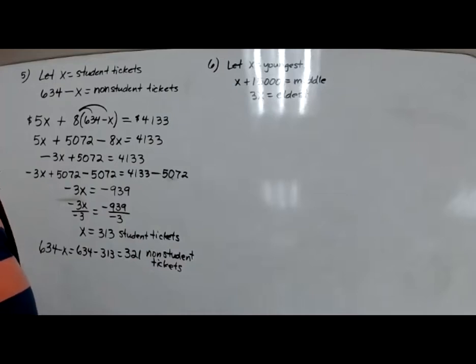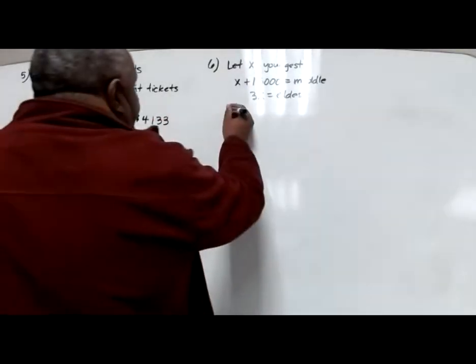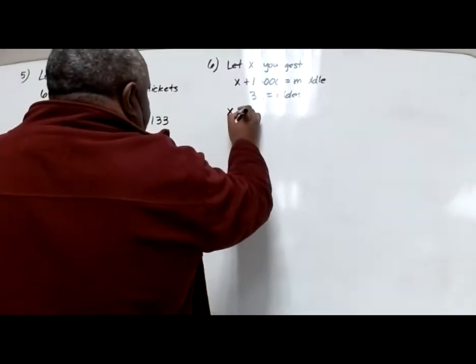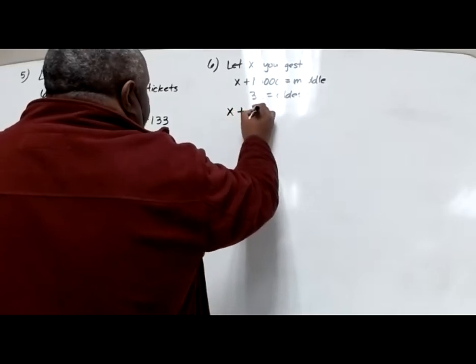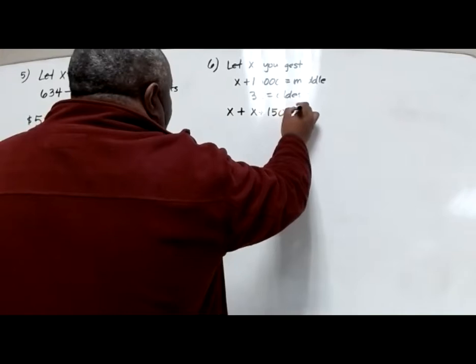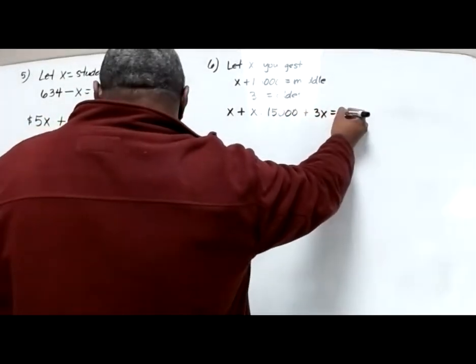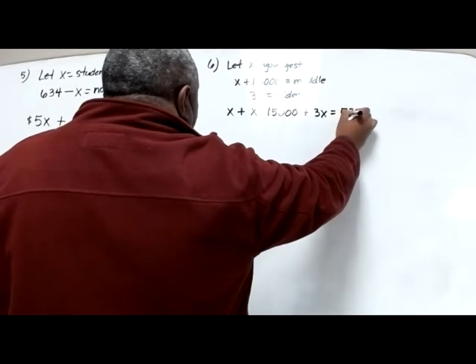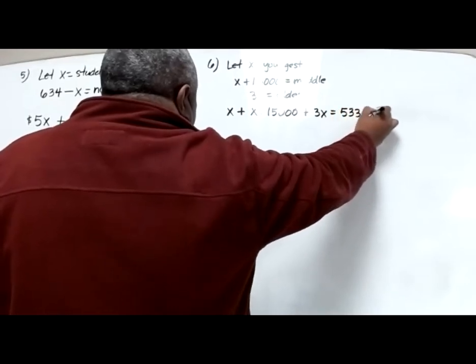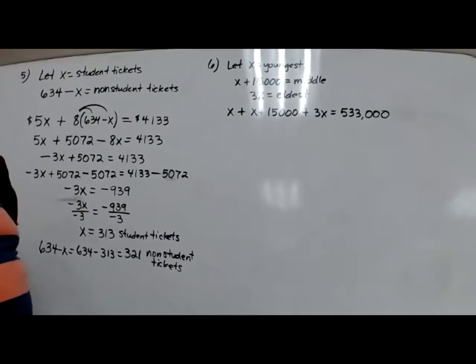Okay. So all of that will add up to $533,000, which is the amount of the estate. So the amount that the youngest child received is x, plus the amount that the middle child received, that's x plus 15,000, plus the amount that the eldest received, that's 3x, which is going to be equal to 533,000. So here is our equation that we're going to solve for x.